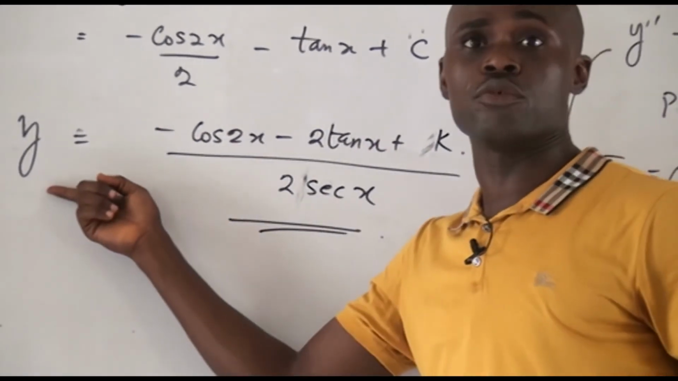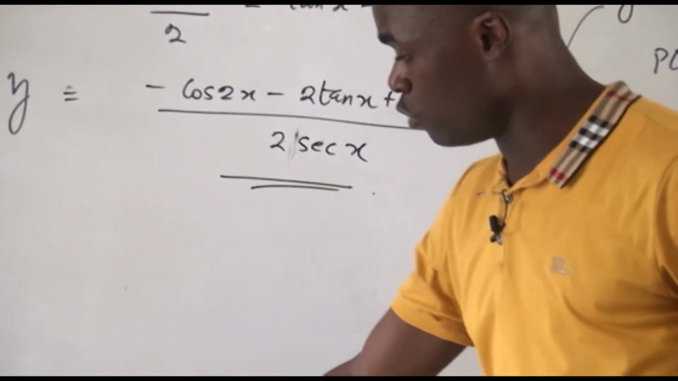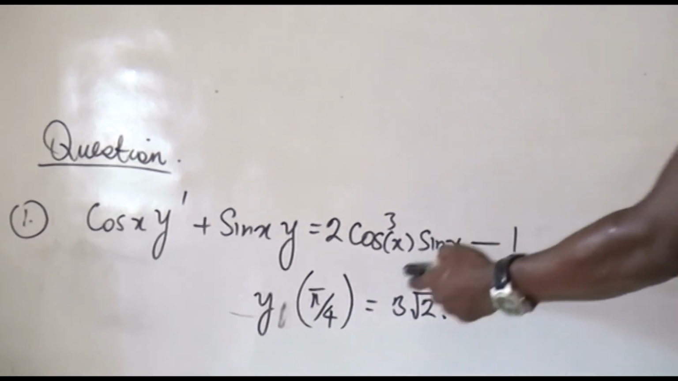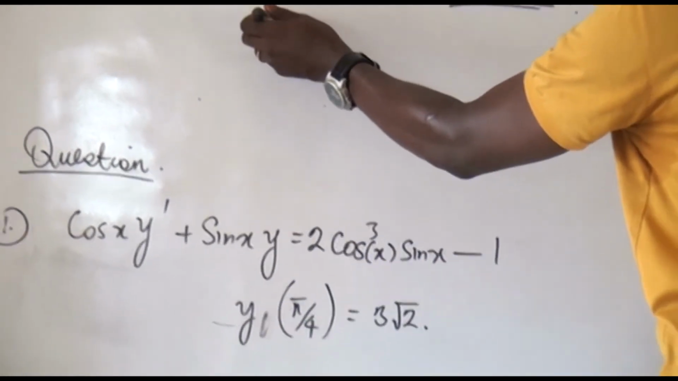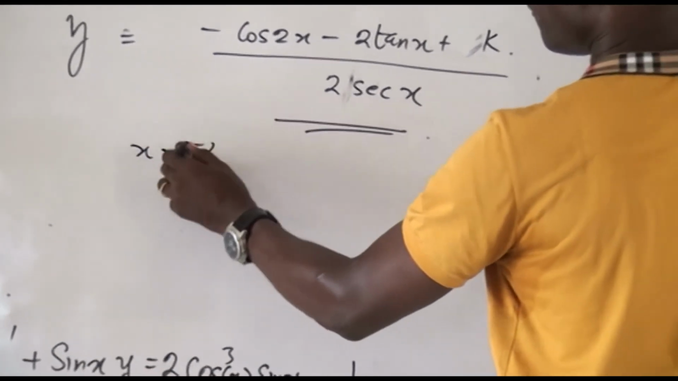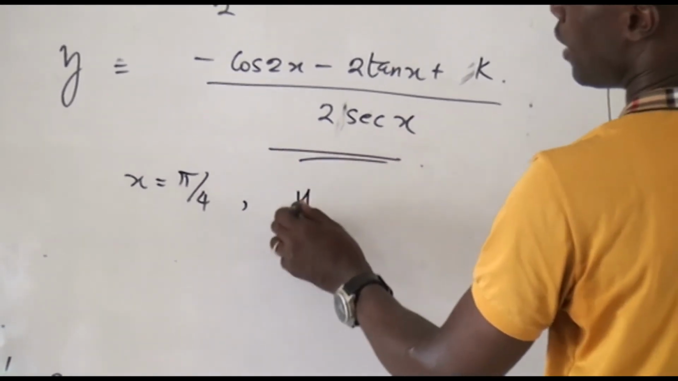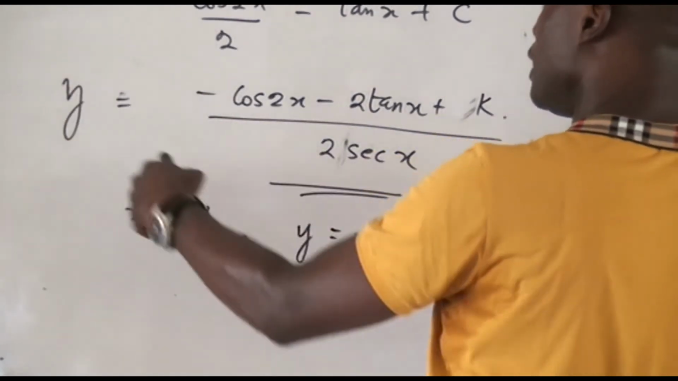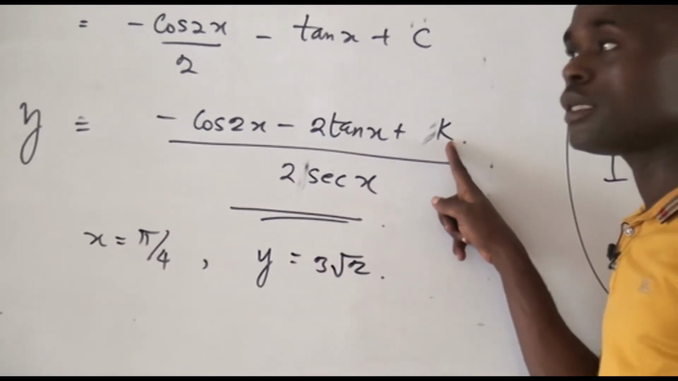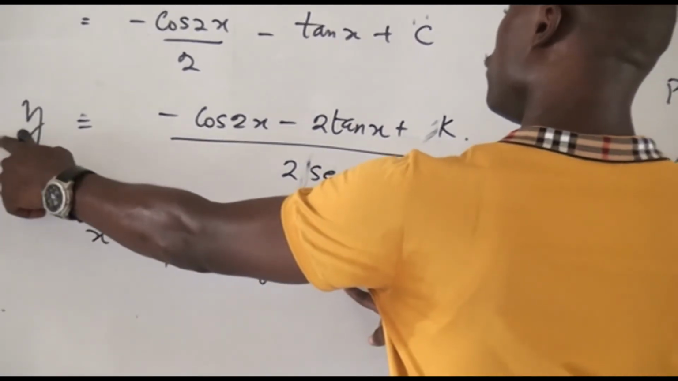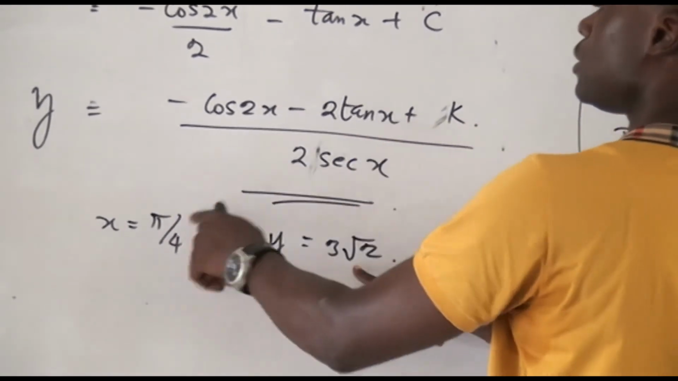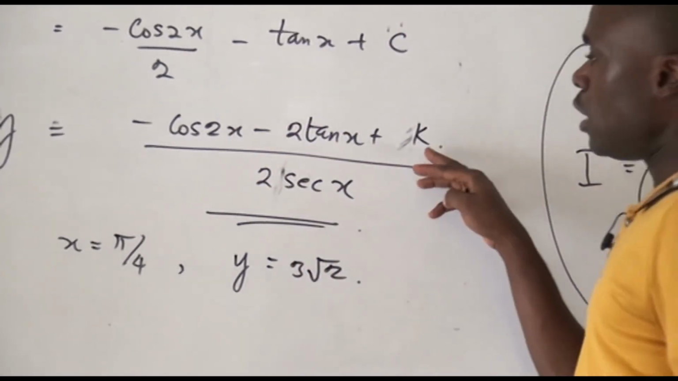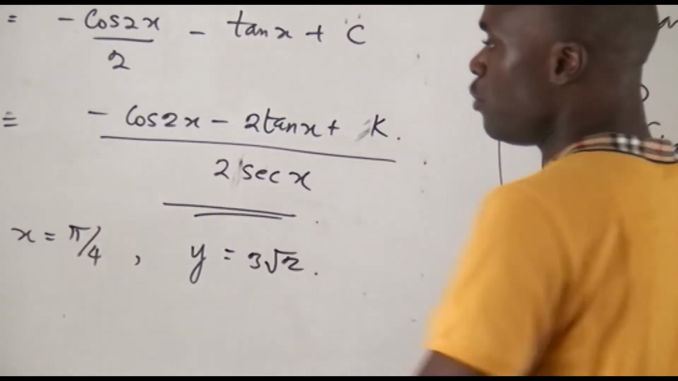So what we have is the general solution. To go further, for you to have the value of k here, all we need to do is to substitute x as pi over 4, and y as 3 root 2. So I'm not going to go that far. If you substitute that here, you're going to find the value of k. You just substitute y here as 3 root 2, and x here as pi over 4, which is 45 degrees. Once you do that, you can find the value of k, and then you have a final answer.